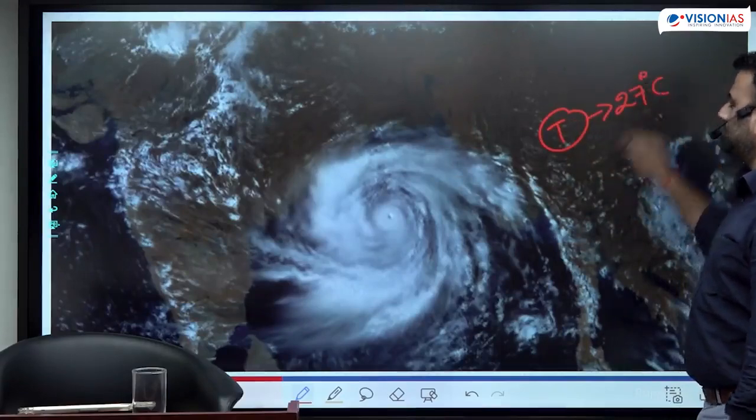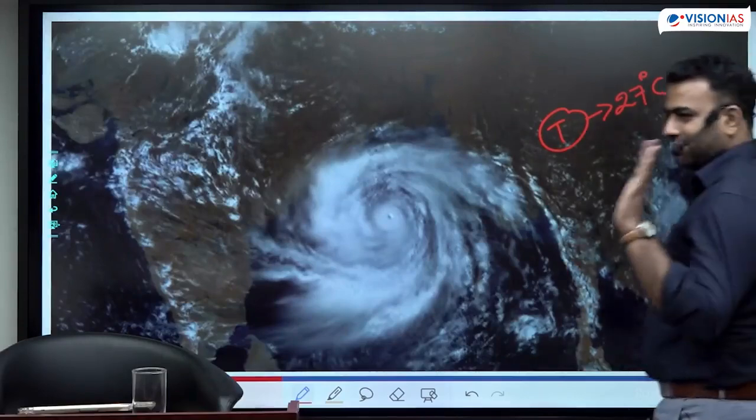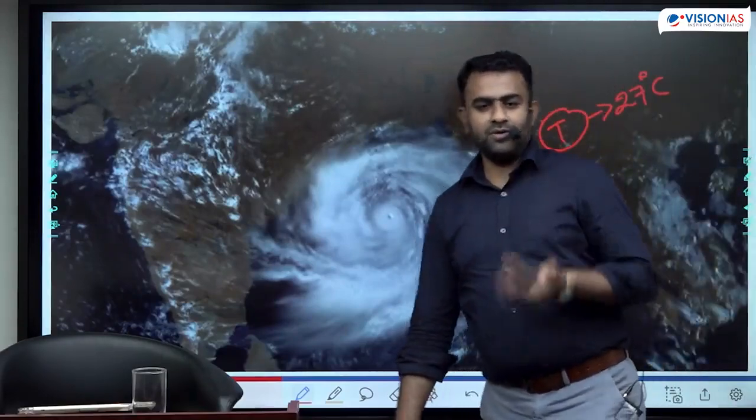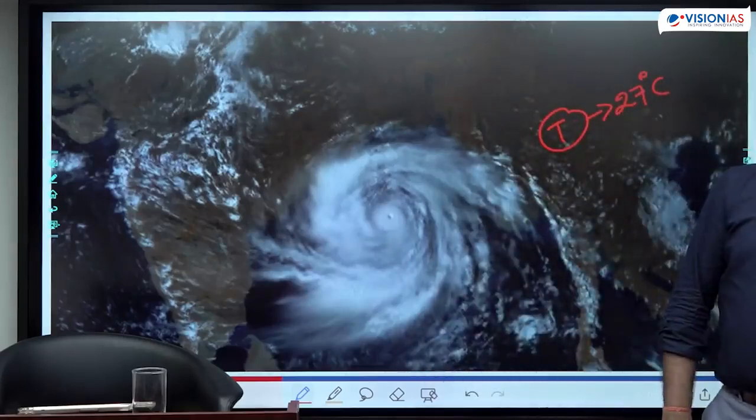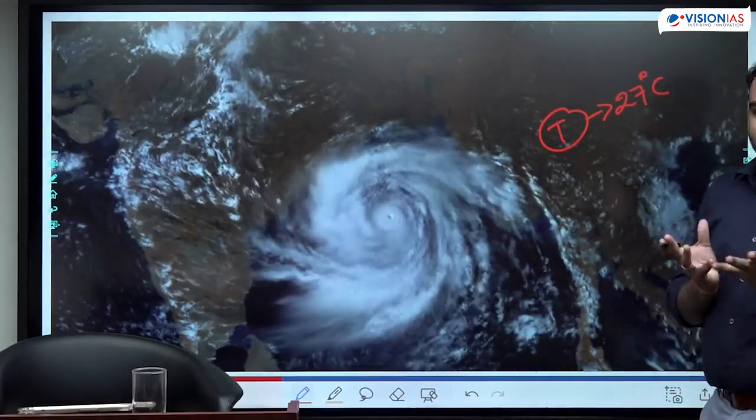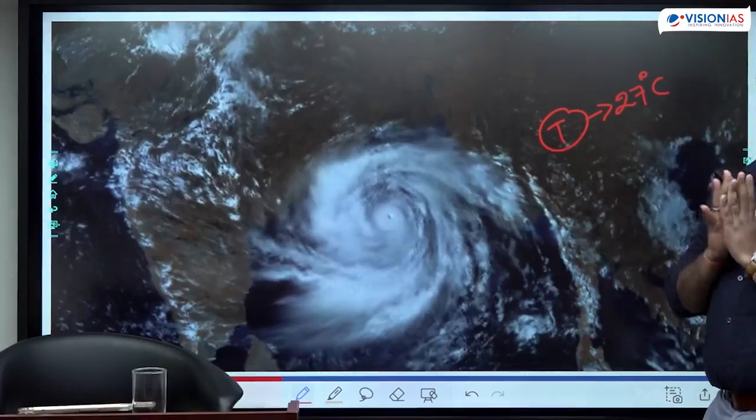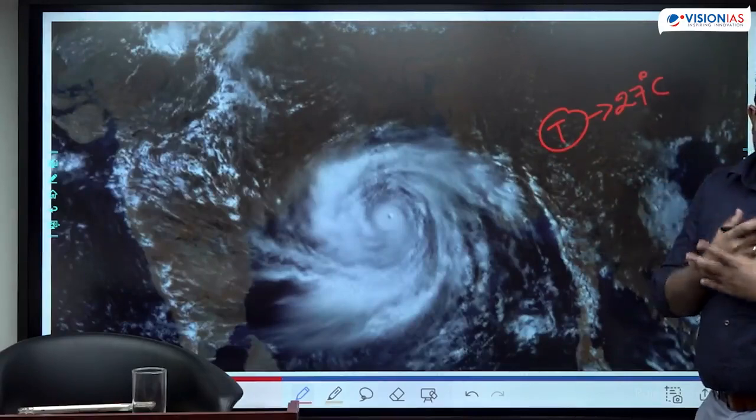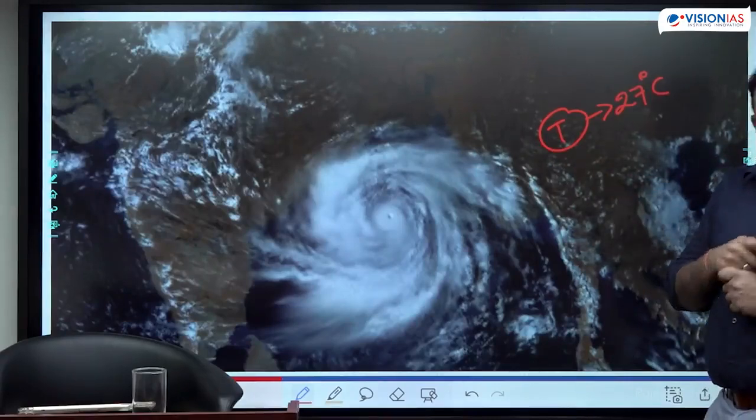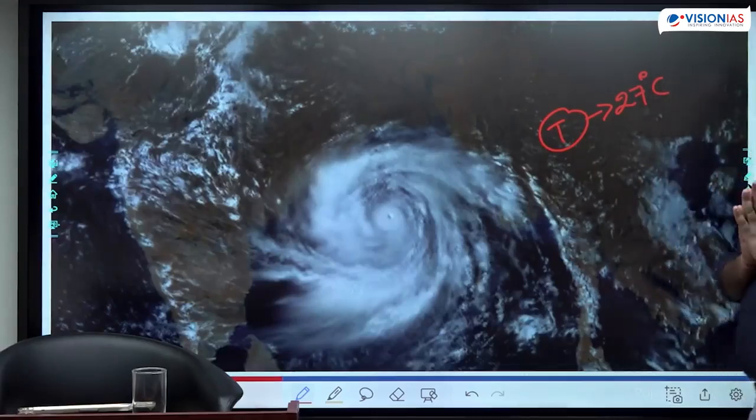27 degrees Celsius. The temperature of the ocean water, not the land. Land can get heated up very easily. 27 तो कुछ भी नहीं, अभी भी होगा, winter में भी होगा. Summer में तो और easily हो जाएगा. Ocean water, and that too not a small area, not small patches. A very large expanse of ocean water should get heated up to 27 degrees Celsius, 26.5 to 27. Once it crosses that threshold, there is a chance of this kind of strong convection.